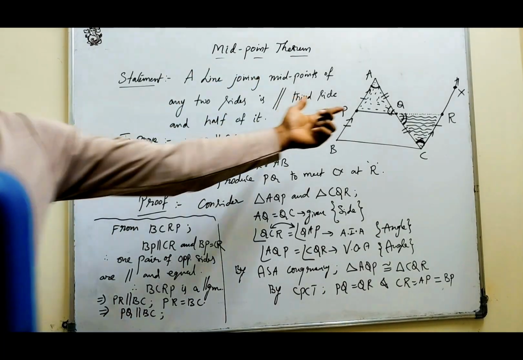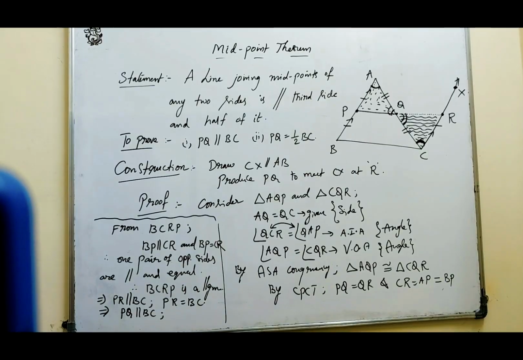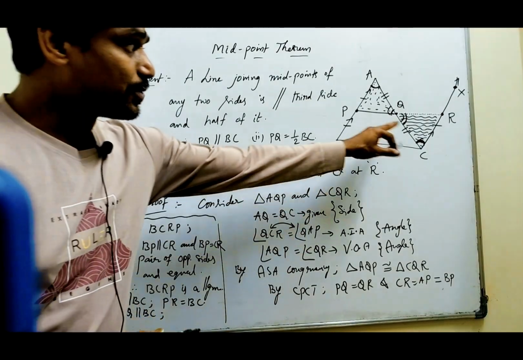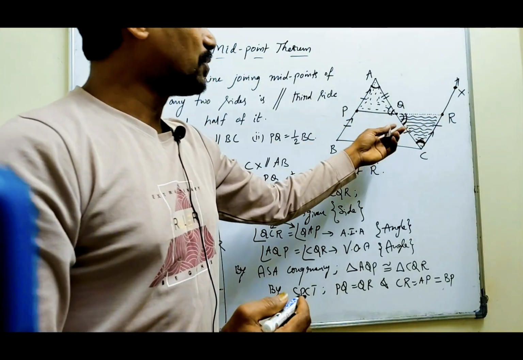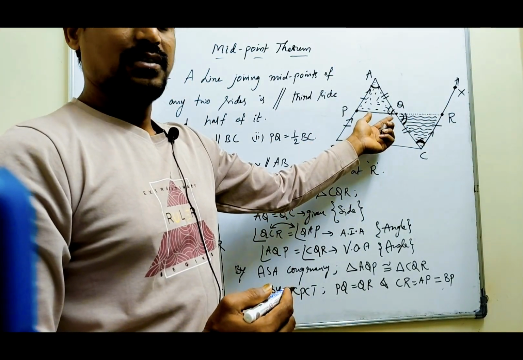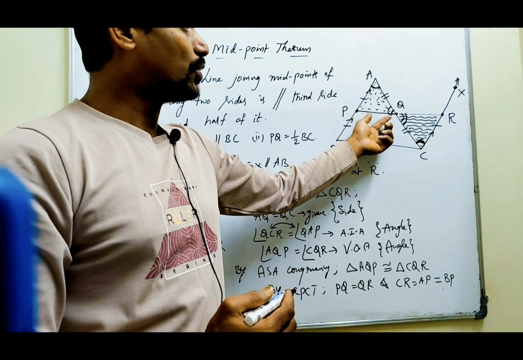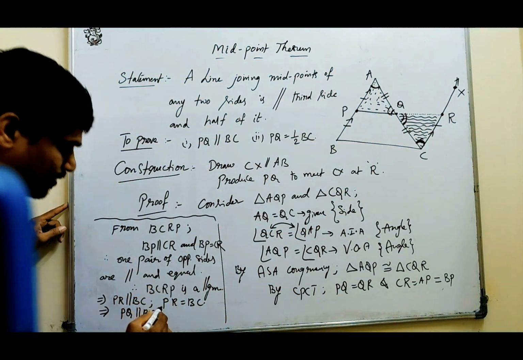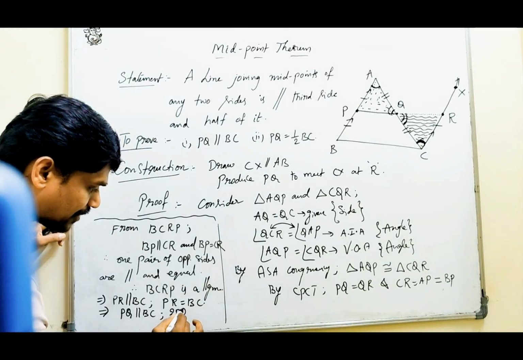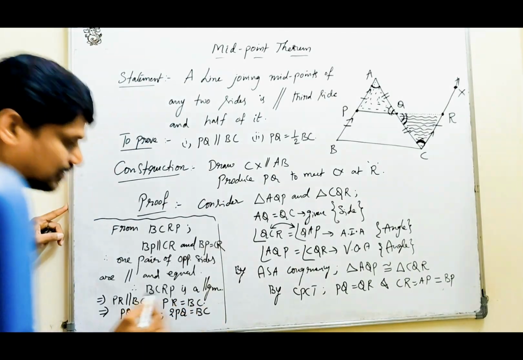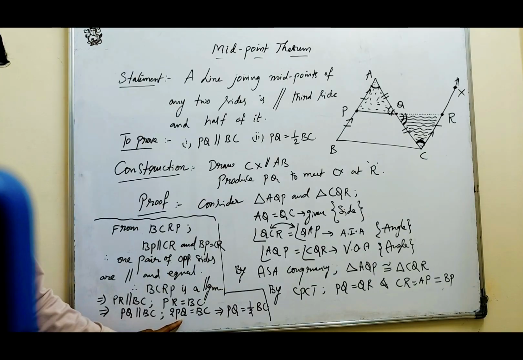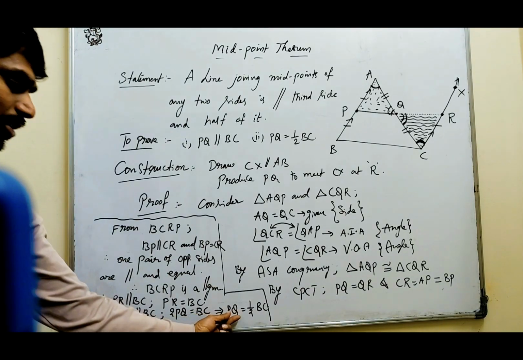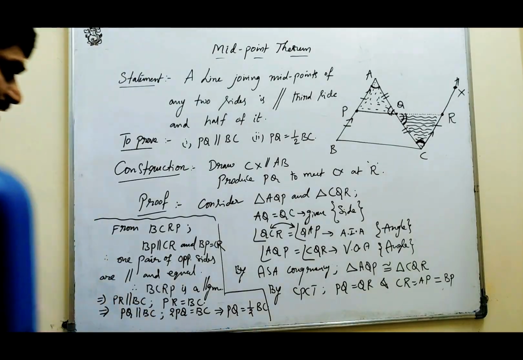Because same line, no? Next, PR is equal to BC, then PR is nothing but 2 times PQ, no? 2 times PQ is equal to BC. PR is equal to 2PQ, which is equal to BC. I want only PQ, so PQ is equal to half BC. We proved both.